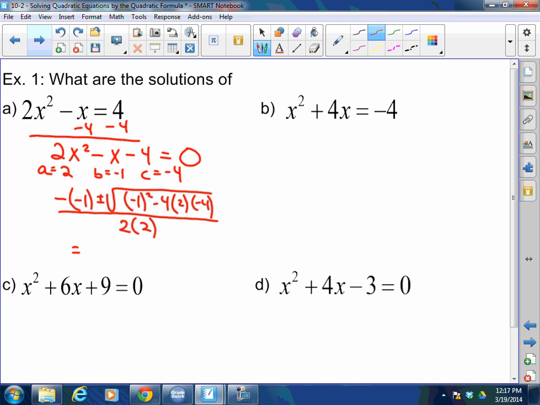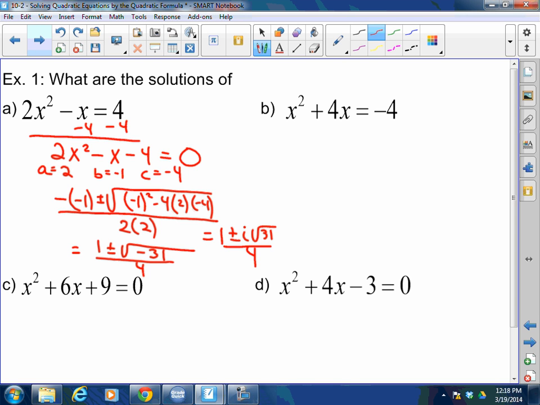So let's do it. Negative 1 times negative, that's 1, plus or minus the square root of negative 1 squared, which is 1. Negative 4 times negative 2 is negative 8, times negative 4 is negative 32. Negative 32 plus 1 is negative 31, correct? Right, guys? It doesn't matter if there's a negative in the square root anymore, does it? No, because what does a negative square root come out as? An i. Very good. So I've got 4. So that's it. I'm done. My solutions are x equals 1 plus or minus i square root of 31 over 4.